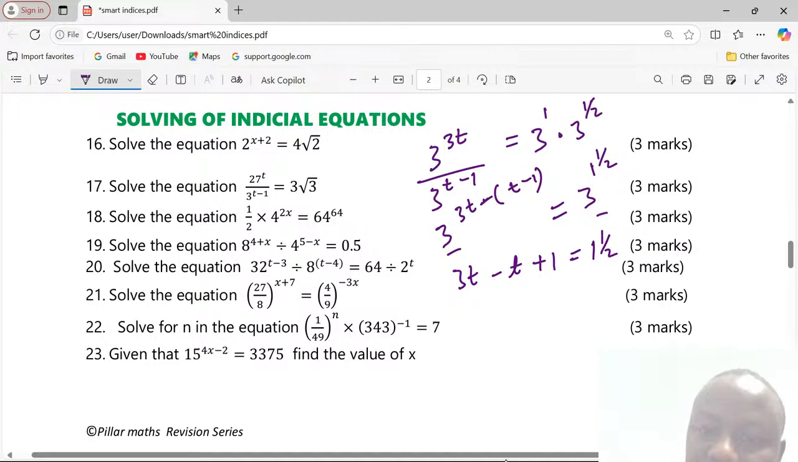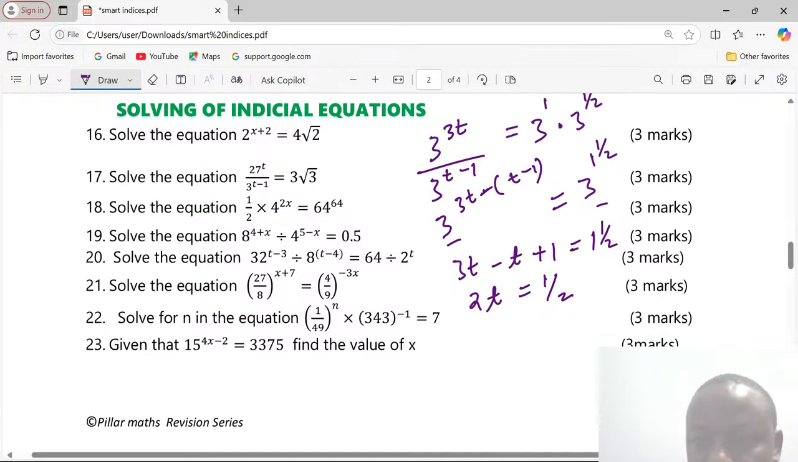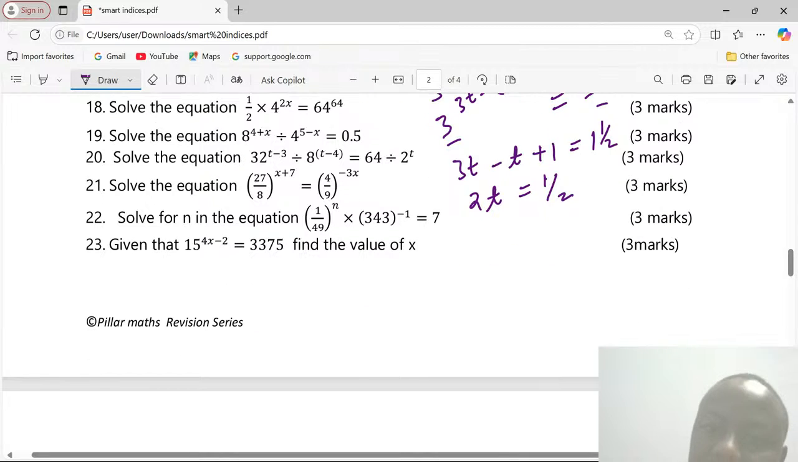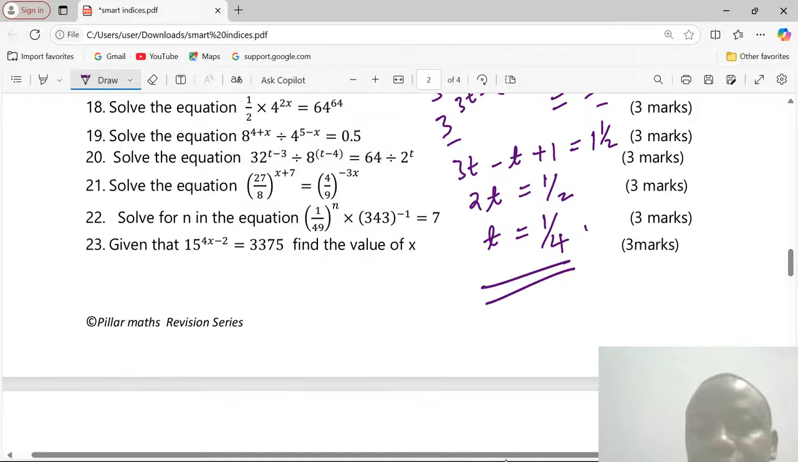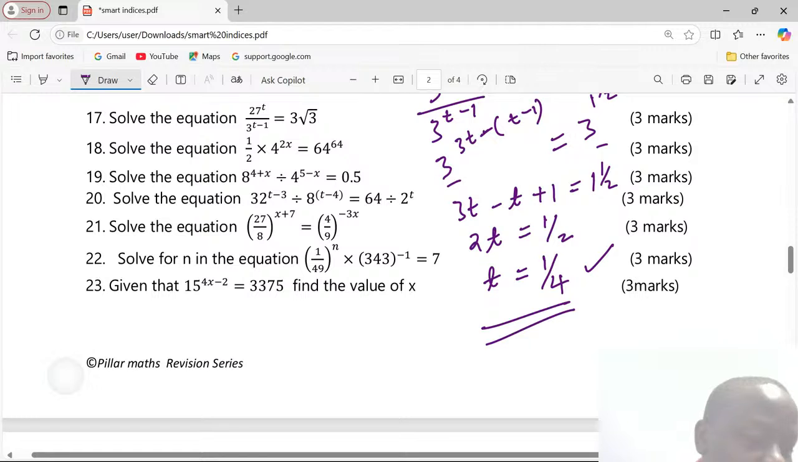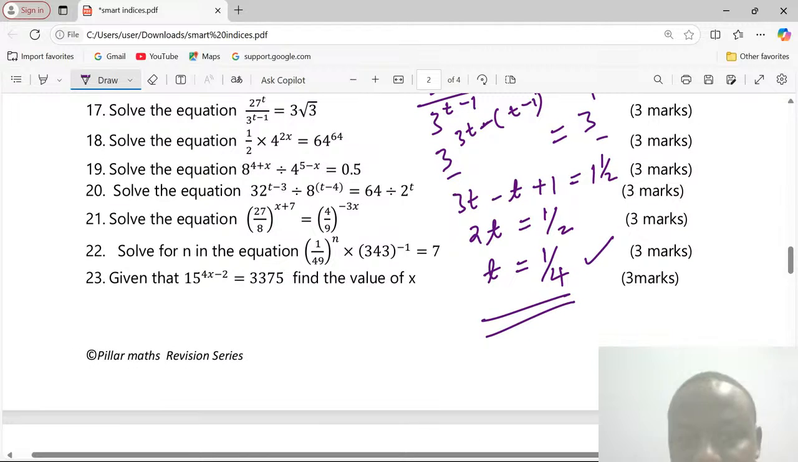So with this, we can talk of 2t being equal to a half, when 1 is subtracted from the other side. So to remain with t, we have to talk about a quarter. So the value of t is a quarter. And that is it. Nothing much, nothing less.